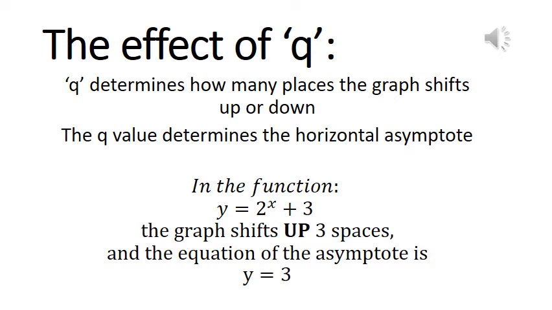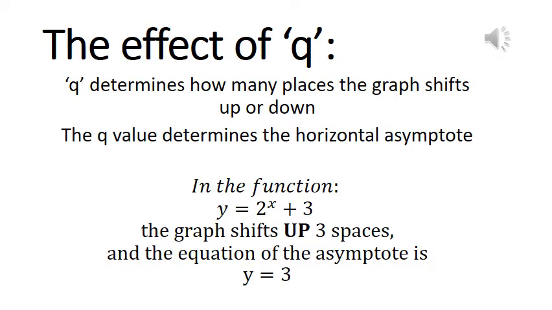And same as our hyperbola, the q value determines your horizontal asymptote. So remember, an asymptote is a line that the graph will get really close to but will never touch. So for example, in the function y is equal to 2 to the power of x plus 3, that plus 3 is your q value, and it shows you that the graph has shifted up 3 spaces, which means the equation of your asymptote is y is equal to 3.